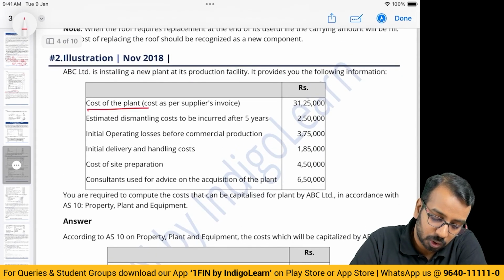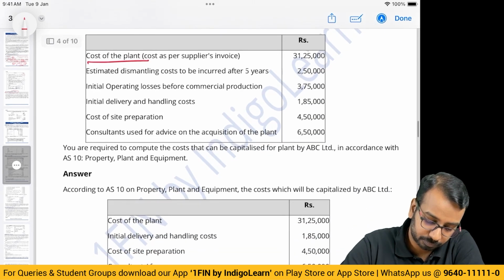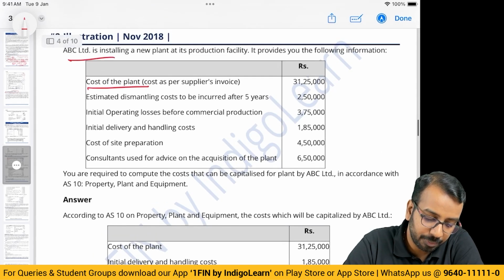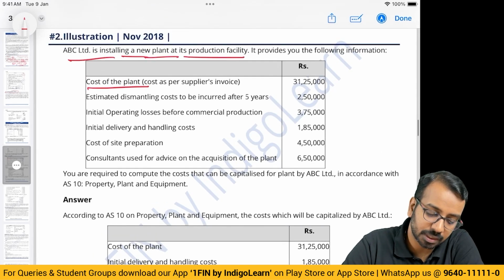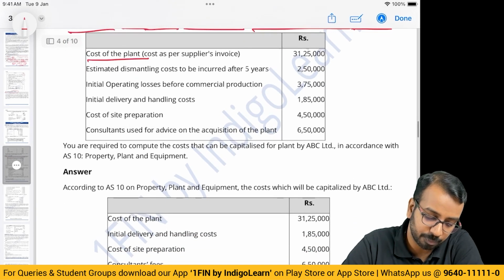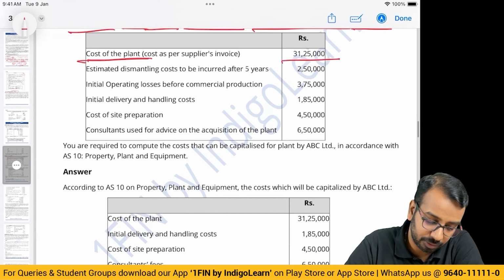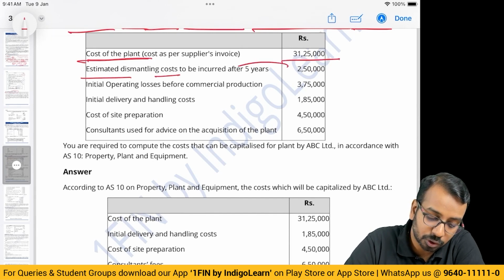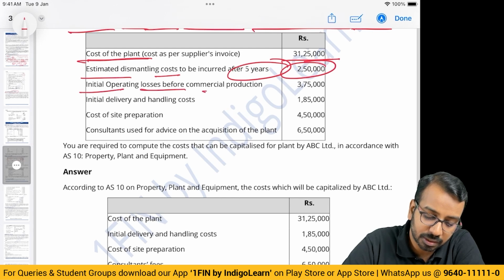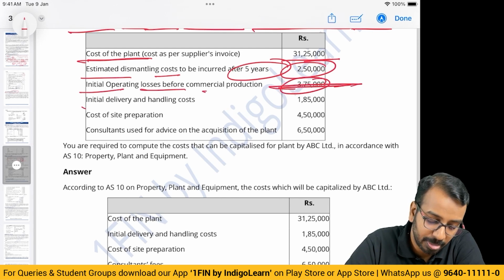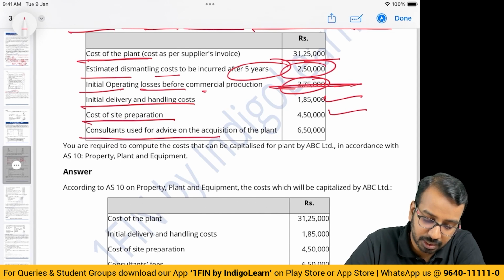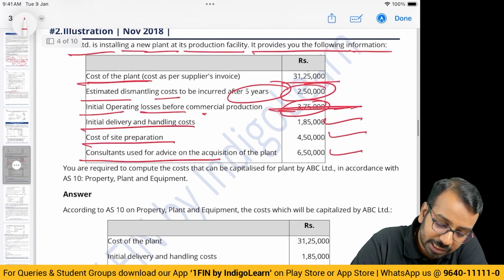Here again, cost. ABC is installing a new plant at its production facility. It provides you with the following information. Cost of the plant 31,25,000. Estimated dismantling cost to be incurred after 5 years 2,50,000. Initial operating losses 375. This will not be considered. Delivery and handling considered. Cost of site preparation considered. Consultants considered. Only thing is 2,50,000.